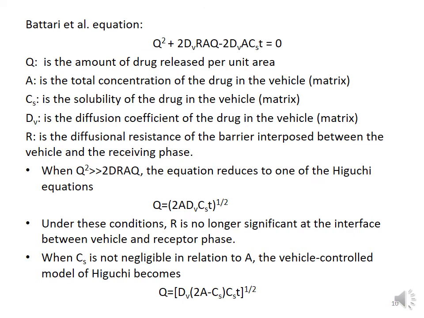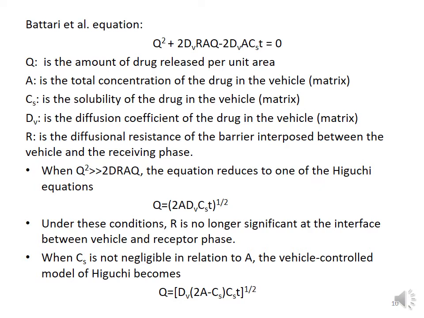This is Bottari's equation, Q squared plus 2 D V R A Q minus 2 D V A C S t equals 0, where Q is the amount of drug released per unit area, A is the total concentration of the drug in the vehicle or the matrix, CS is the solubility of the drug in the vehicle or the matrix, DV is the diffusion coefficient of the drug in the vehicle, R is the diffusional resistance of the barrier interposed between the vehicle and the receiving phase. When Q squared is much higher than 2 D R A Q, the equation reduces to the one of Higuchi's model.